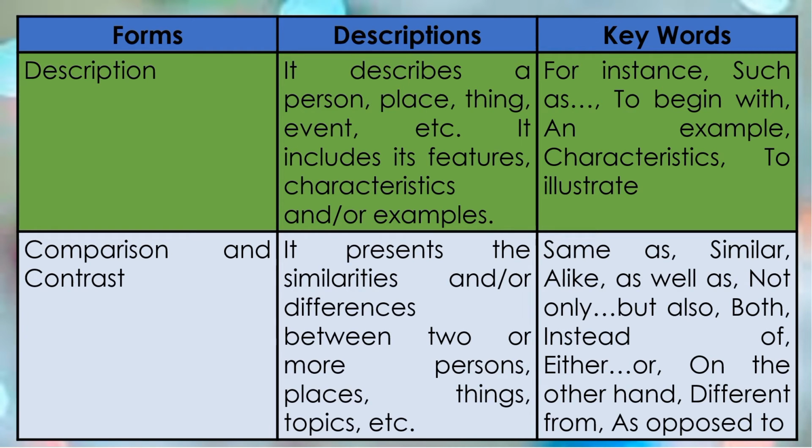The fourth form of informational text is what we call the comparison and contrast. A comparison and contrast informational text presents the similarities and differences between two or more persons, places, things, topics, and others. Some of its keywords are same as, similar, alike, as well as, not only but also, both, instead of, either or, on the other hand, different from, or as opposed to.